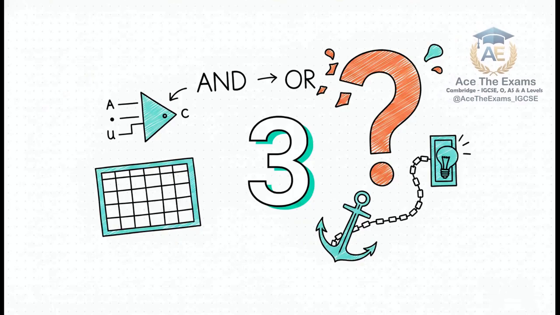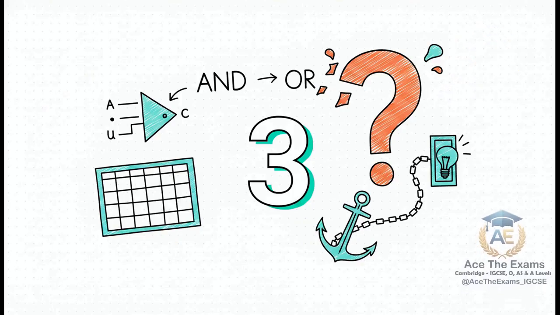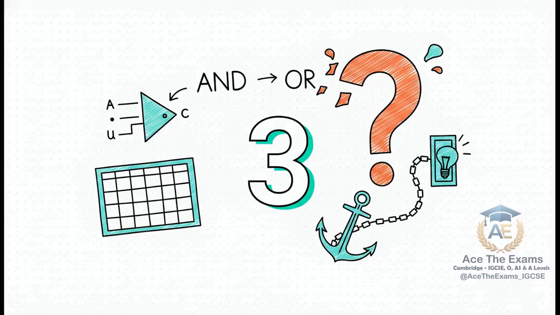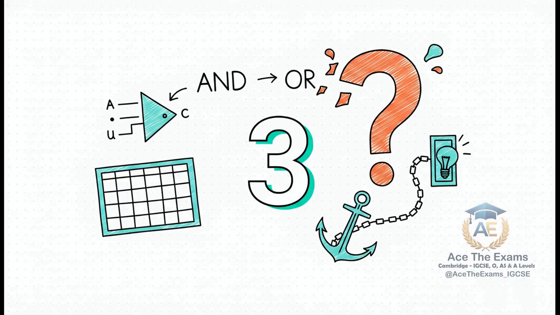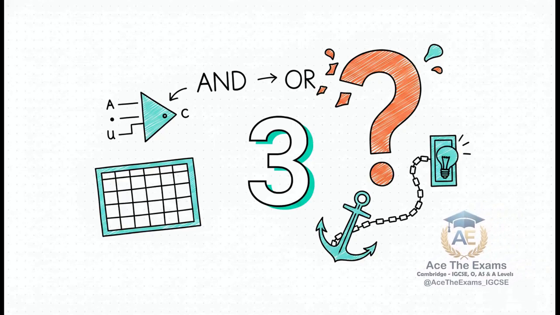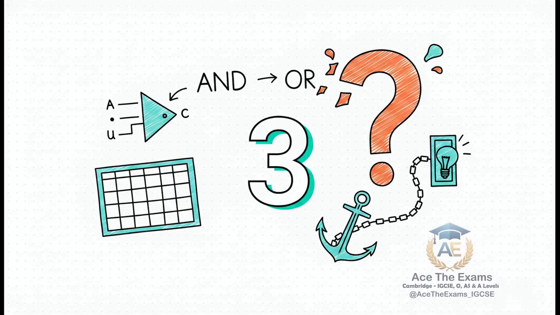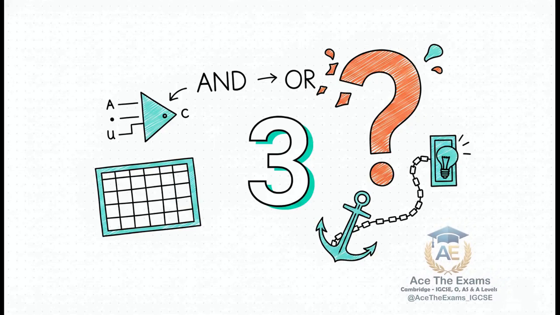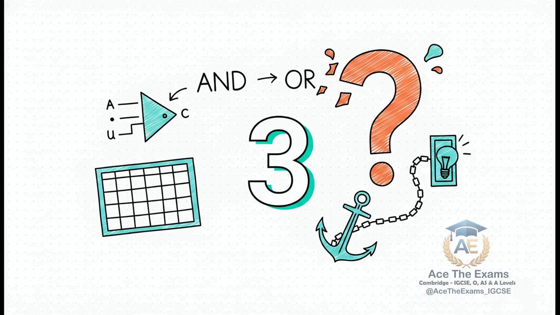Mistake number 3, providing answers that are not specific to the context given in the question. Remember Alex? Alex will write an entire page explaining how logic gates work in theory, but completely ignore that the question asked about a security alarm system. The examiner's verdict? 0 marks for context. You must anchor every single piece of logic back to the specific scenario provided. If the input represents a motion sensor, call it a motion sensor in your written explanations, not just input A.